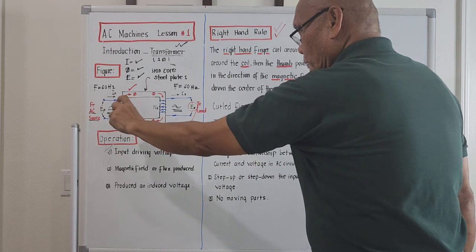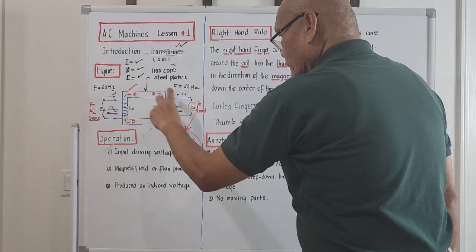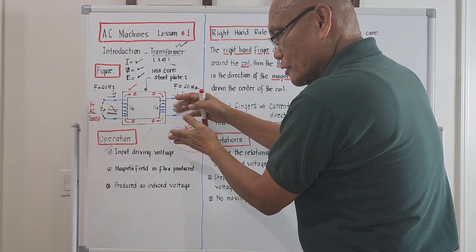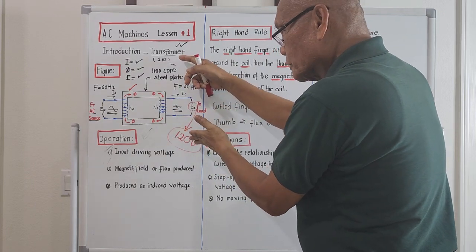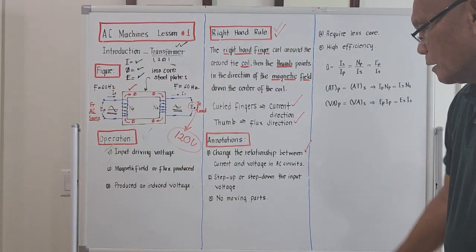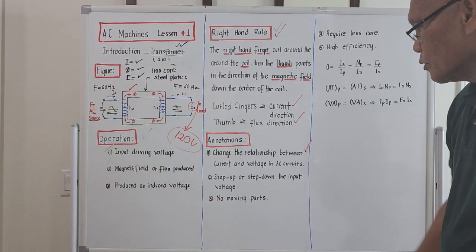If there is a small voltage here, I could make this voltage bigger by changing the number of turns on the secondary. I could do that. That's why it's called a transformer, because it will transform. Right? Number three, of course, no moving parts.